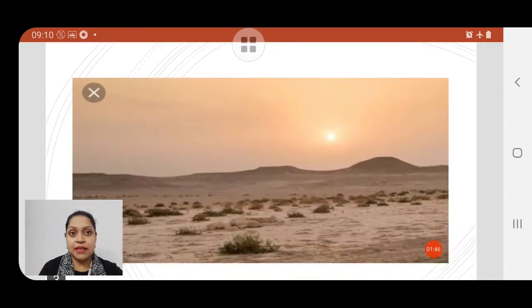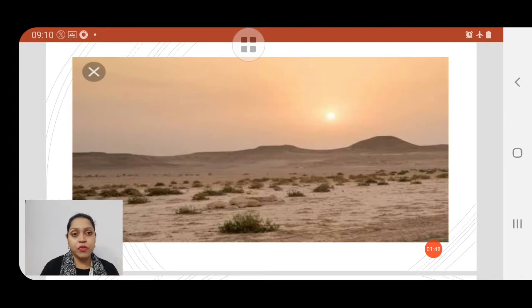So children, on the first page itself, you will get a picture. This is a desert. Before proceeding with the lesson, I would like to show you this is a desert, and you can see in the picture, it's very dry and very few plants are there, only some grasses, and it's a totally dry area. So this is a desert.